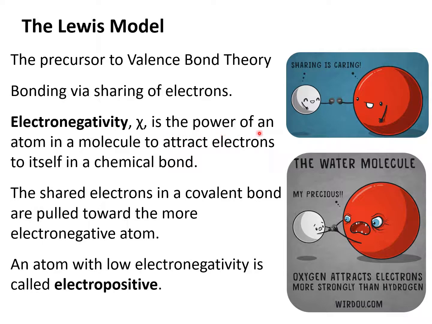Electronegativity is defined as the power of an atom in a molecule to attract electrons to itself in a chemical bond. And so the shared electrons in a covalent bond will be pulled toward the more electronegative atom. This is important because electronegativity therefore tells us which atoms in a molecule the electrons will be pulled toward. An atom with low electronegativity is called electropositive, which is essentially the opposite of being electronegative.